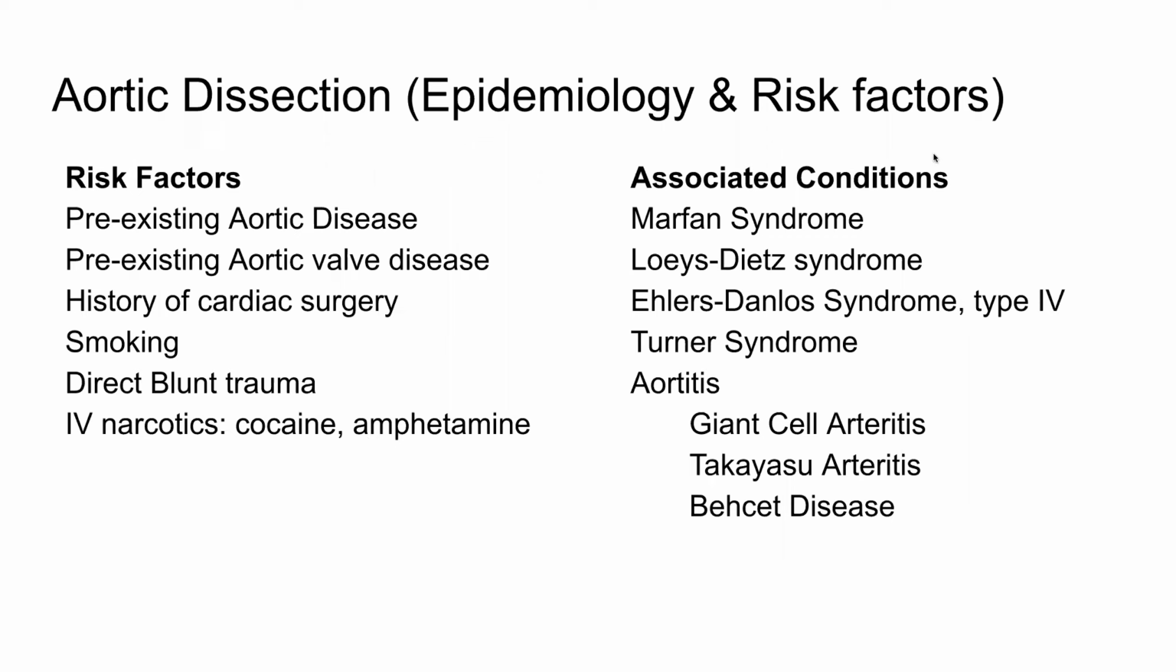Associated conditions are a very attractive question for exams like the MKSAP or the MRCP exam. They will test your knowledge of these things. They're fairly rare: Marfan syndrome, Loeys-Dietz syndrome, Ehlers-Danlos, and Turner, where Turner is more associated with coarctation. Then aortitis, like giant cell arteritis, Takayasu arteritis, and Behçet disease. These are all causes or associated conditions with aortic dissection. For these syndromes, there will be other signs that give you a clue to the diagnosis. For the inflammatory conditions, there will be associated inflammatory changes as well.